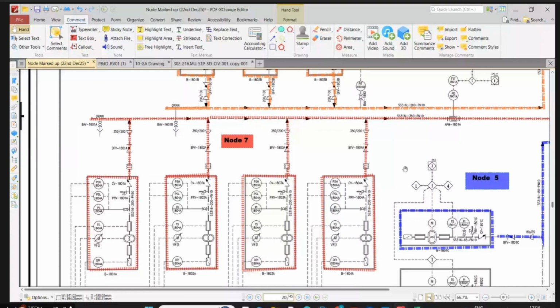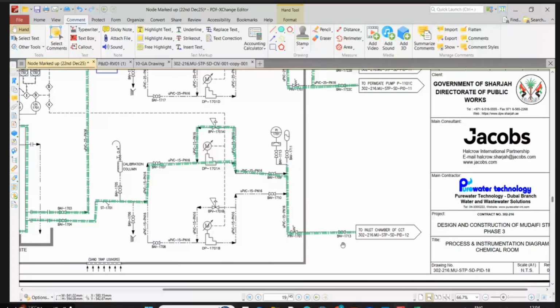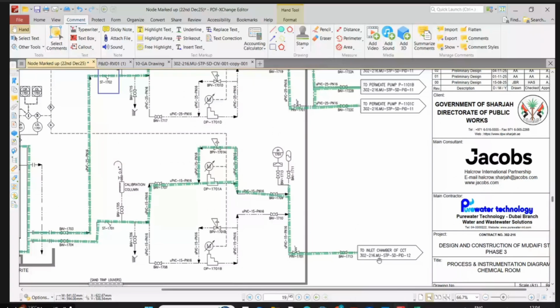So this CCT, this is the permeate one, right? Yes, CCT. Permeate is different. This CCT. This pump is for permeate. This pump. This one. This one is for CCT. Okay, they are doing CCT.